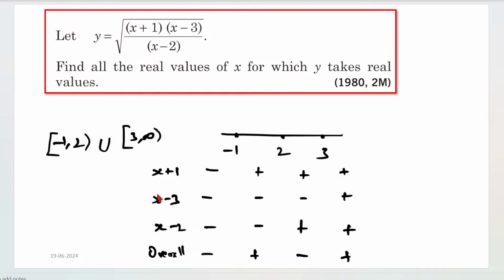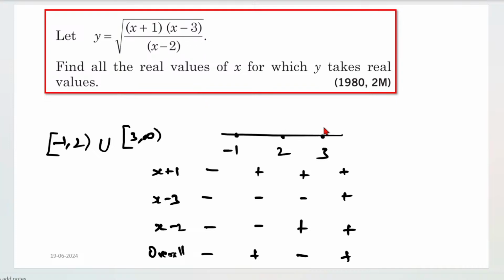Individually, x plus 1 is positive at these three places and negative here. X minus 3 is positive here and negative at the remaining places, etc. So we have three parts, and overall it becomes a combination of these three parts. Three negative, so overall negative. Two negative, one positive, so overall positive, likewise. So that's why your wavy curve method also works.